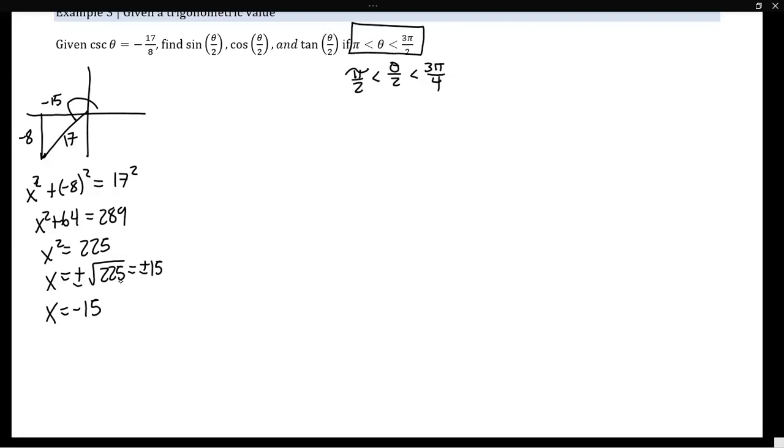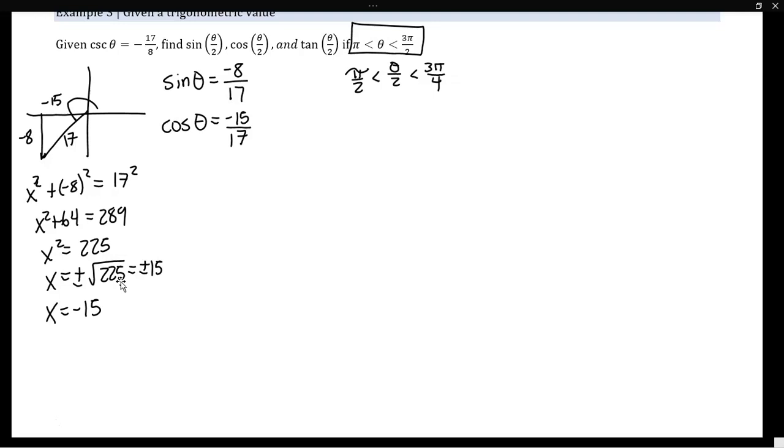Now, the reason we need to do this is for the half angle formulas, we need the sine and cosine values of theta. So we already know if cosecant theta is negative 17 over 8, then sine theta is just the reciprocal, negative 8 divided by 17. We also know now that the cosine of theta is negative 15 divided by 17.